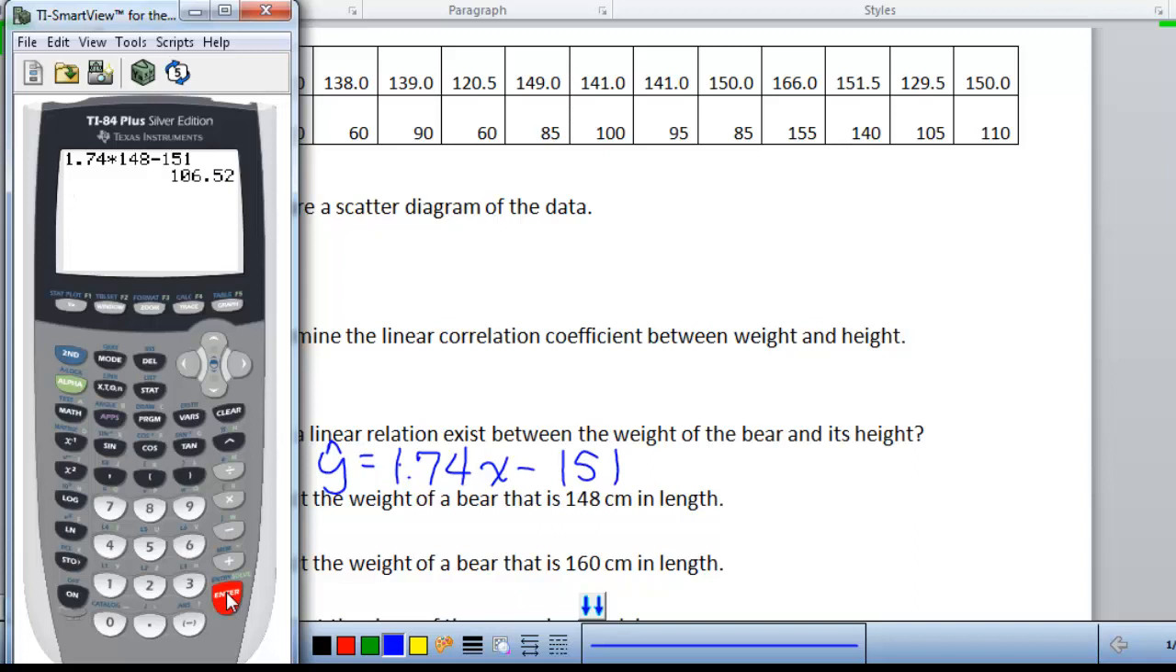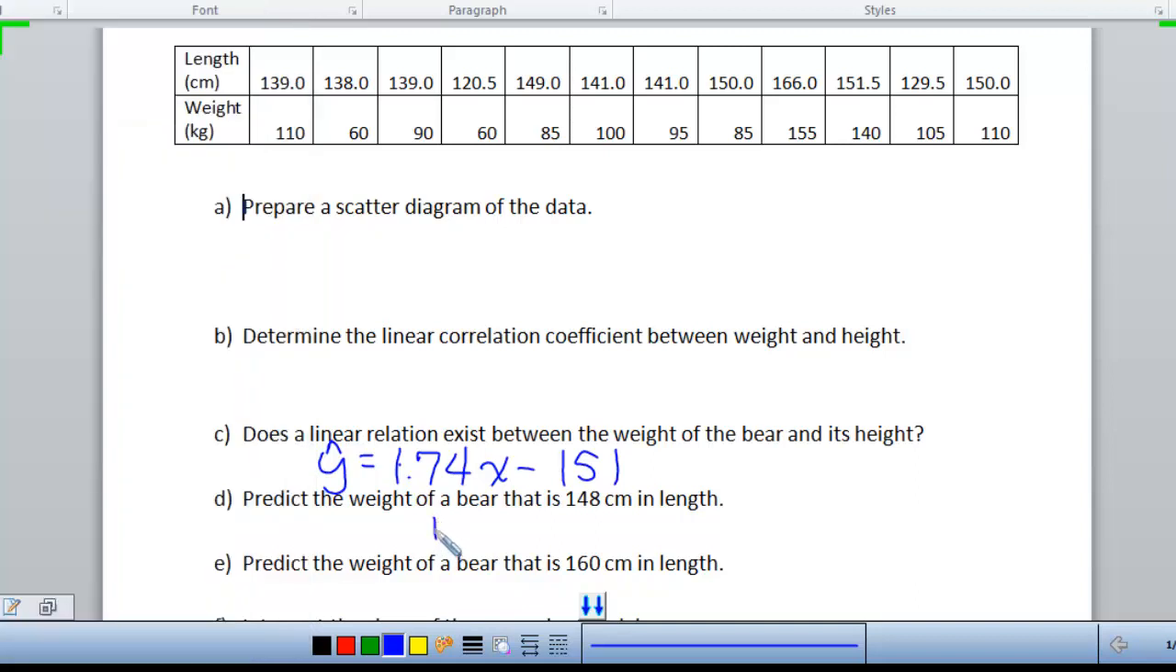And so we can predict now. We have a model that we can use for predictions. And we can say that a bear that has a length of 148 centimeters has a weight of approximately 106.52 pounds. Or was this kilograms? Okay. All right. What about if the bear has a length of 160 centimeters?